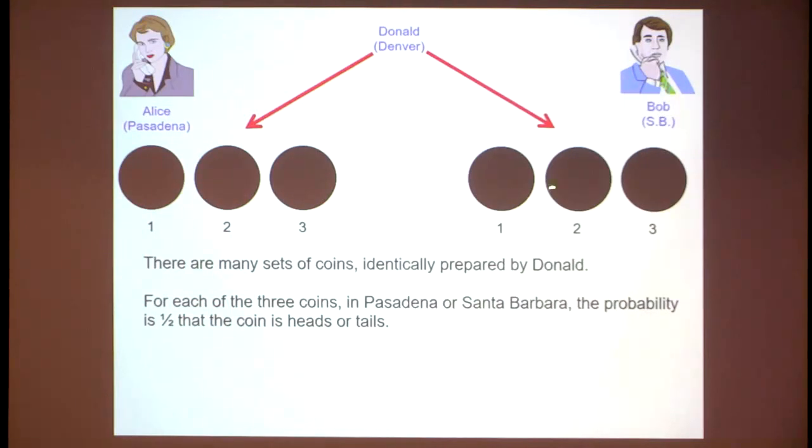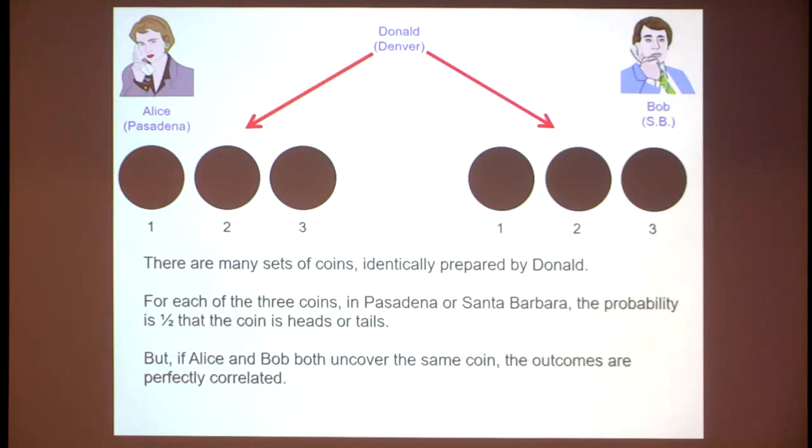And it's the same thing on Bob's side. Okay? And they're quite confident of that because they've done so many experiments to test it. And there's another interesting thing. When Donald sends these boxes, these paired boxes, to Pasadena and Santa Barbara, they're correlated in an interesting way.